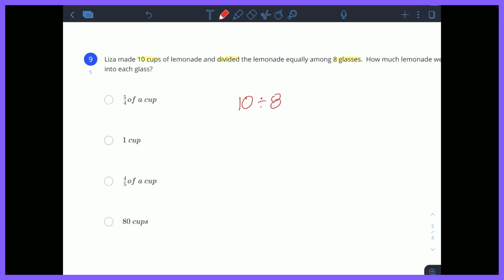Now we know fractions and division are really the same thing. So I'm going to rewrite 10 divided by 8 as 10 on top, 8 on the bottom. This is also 10 divided by 8. And then I just need to simplify. I know they're both even numbers, so I could divide them by 2, giving me 5 fourths as a final answer. So this number 9 here is the first bubble, 5 fourths of a cup.